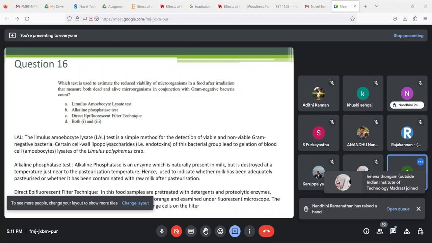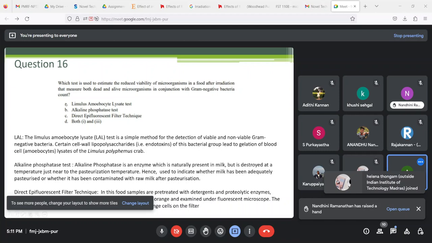So your viable cells will take up your orange stain, and the more orange stain present in the filter, the more is the amount of bacteria. So you're passing your food through a membrane, staining the membrane and viewing it under the microscope. If you find more orange cells in the microscope, it means there are more gram-negative bacteria present.